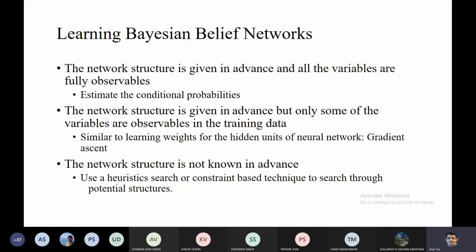So in summary, in one case the network structure is given in advance and all the variables are fully observable, and we estimate the conditional probabilities. In another case the network structure is given in advance, but only some of the variables are observable in the training data, similar to learning weights for hidden units in a neural network, using gradient ascent. In the third case, the network structure is not known in advance, so we use heuristics or constraint-based techniques to discover the potential structure. So these three cases are possible with belief networks.